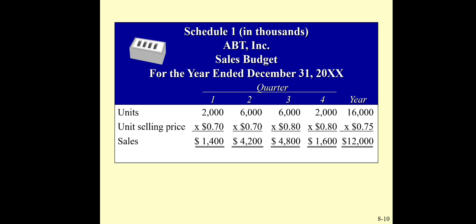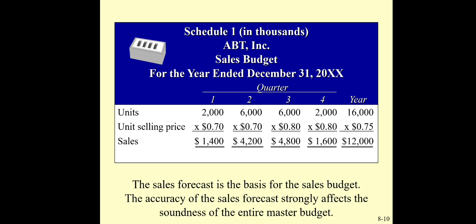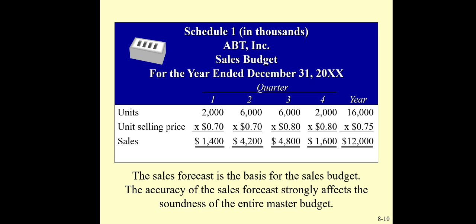So remember, the second step in the master budget is to prepare the production budget. See here, the sales forecast is the basis for the sales budget. The accuracy of the sales forecast strongly affects the soundness of the entire master budget. So the sales forecast or estimate is very important.